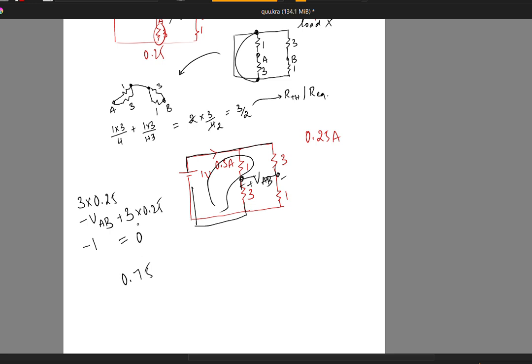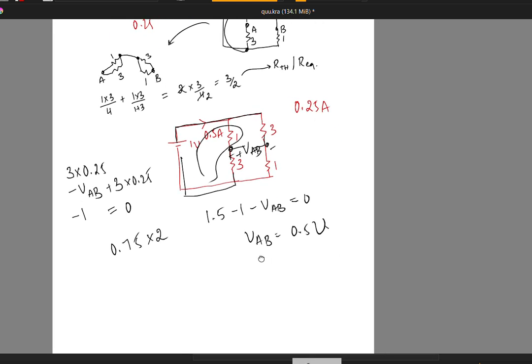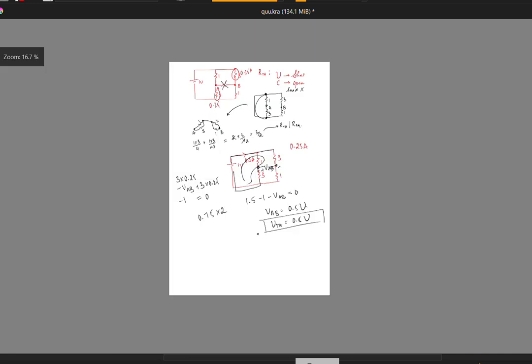And then you have 0.75 again, so times 2, so that's going to give around 1.5, right? Minus 1 minus VAB is going to give us VAB, and that's going to give 0.5 on this side. So VAB essentially is equal to 0.5 volts. Now VAB or VTH is equal to 0.5 volts, right? So that's our Thevenin equivalent voltage.